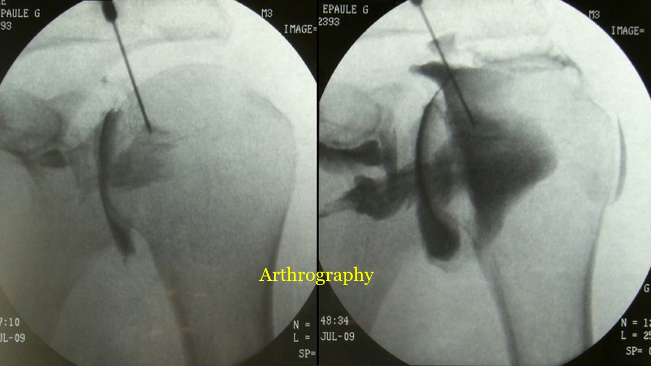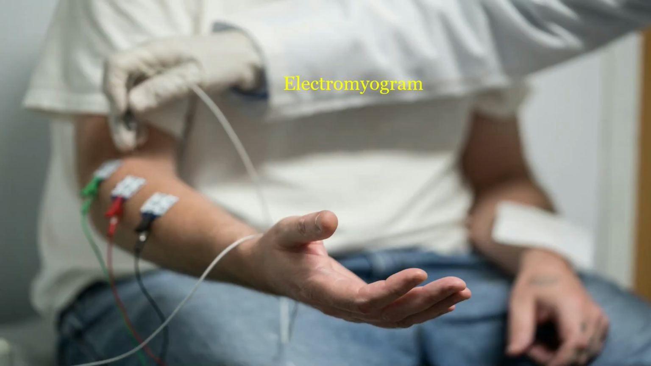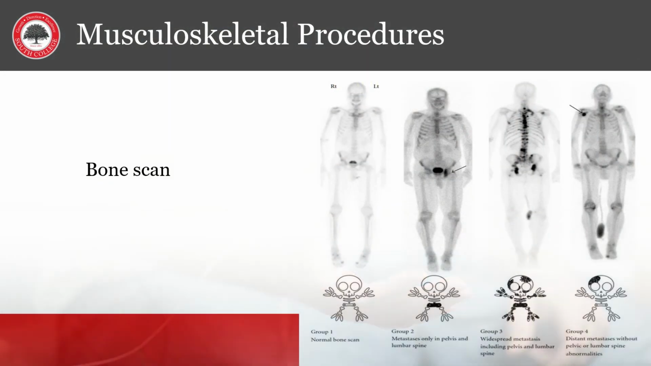Arthrography is using a fluoroscope, which is a continuous x-ray, to do things like joint injections, as shown here. You can also do arthroscopy, which is a surgical procedure using a small camera. Electromyogram measures muscle strength and waveform. This can test for diseases that may affect your muscle strength, like, for example, myasthenia gravis. Bone scans can look for cancer metastasis in bone, as shown here, or infection, like osteomyelitis.